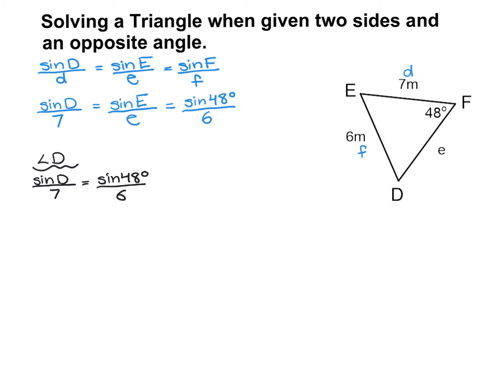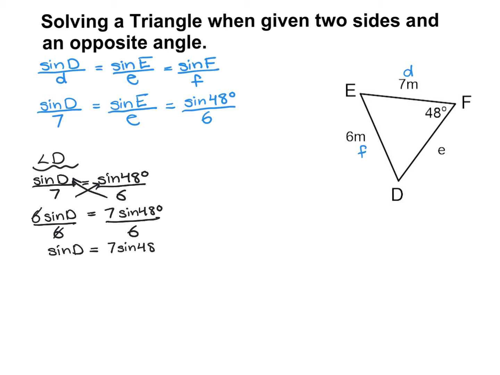Okay, now that we have that, we are going to cross multiply. So I'm going to do 6 times sine of D on one side, and then 7 times sine of 48 degrees on the other side. Now I want sine of D by itself, so to get rid of that 6, I'm going to divide both sides by 6. So on the left side, those two cancel out. We are left with sine of D is equal to, and then leave this one as it is, sine of 48 degrees over 6.